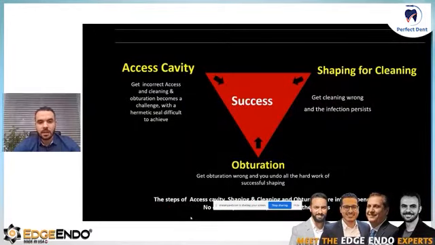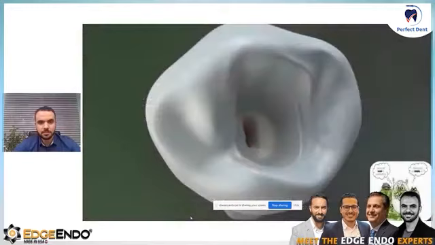All steps are interdependent on each other. Not one is more important than another. Access cavity is important to allow us to go shaping, and shaping allows us to go deeper for cleaning, and 3D or flow-tight seal or hermetic seal of the complex root canal system.